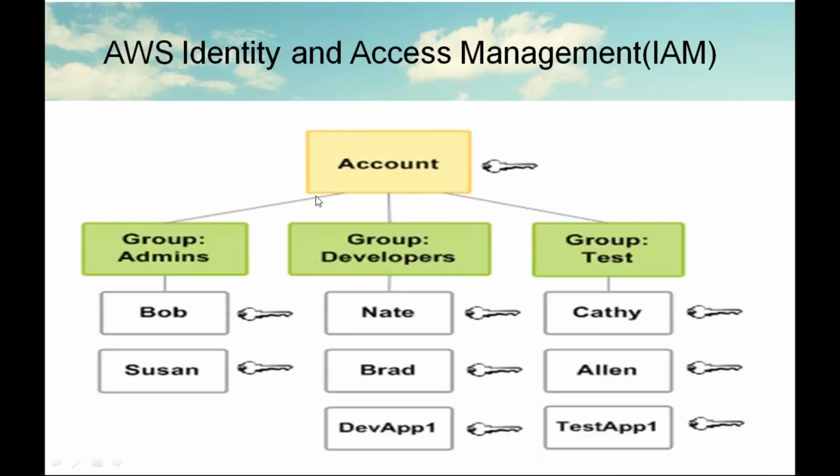So we have different groups: admin group, developers group, testing group. In the admin group I added Bob and Susan, so they can perform administrator privileges on AWS. The developers group can do the development actions. The testing department users can do the testing actions. So you can create the user accounts and add them into different groups depending upon their work.